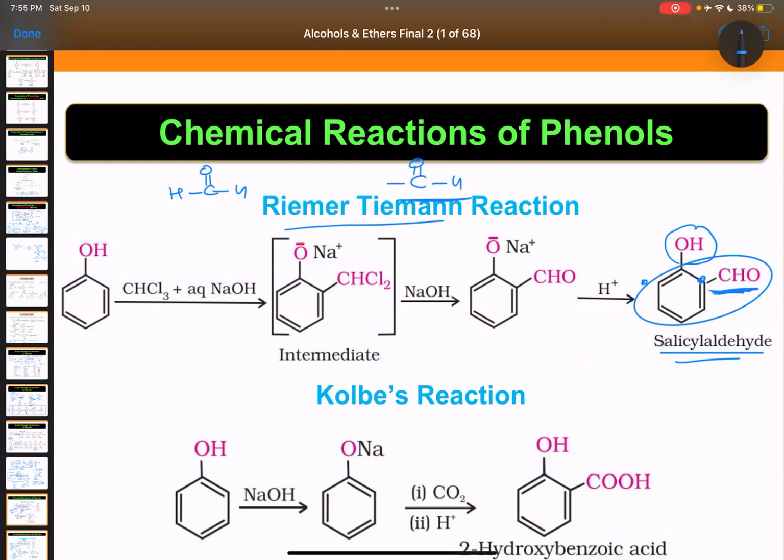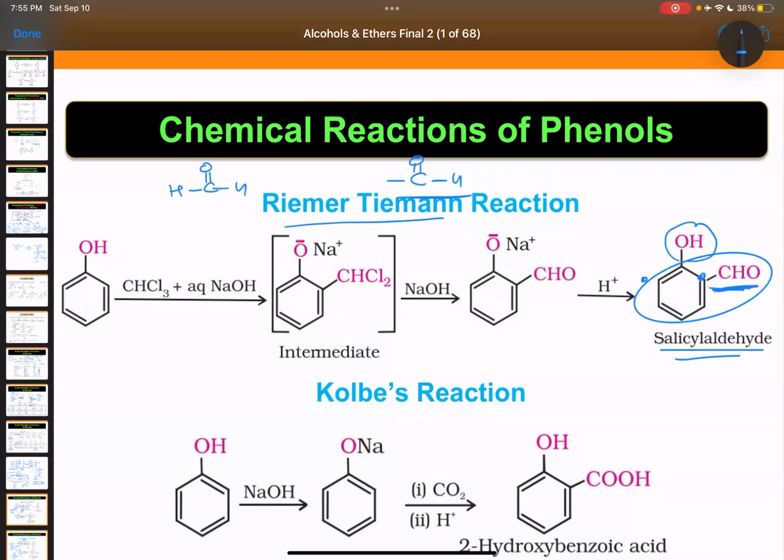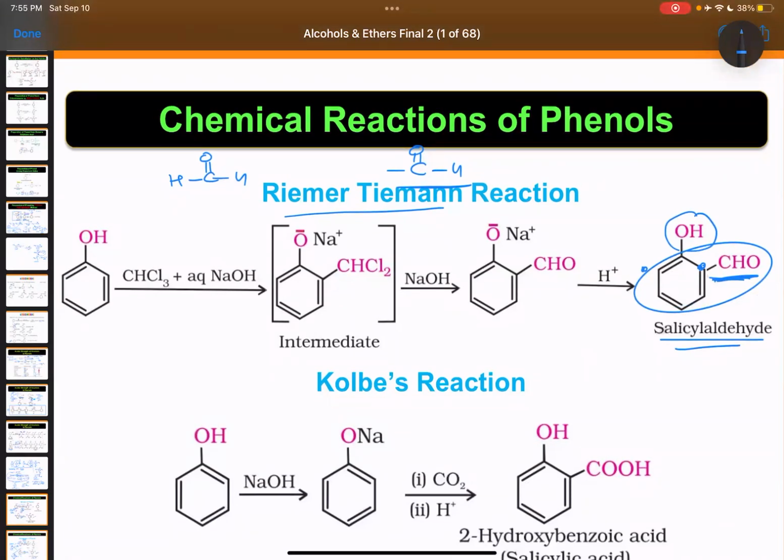salicylaldehyde. Salicylaldehyde is a common name. The IUPAC name you can know, you can remember that it is 2-hydroxy. It means I need to do the numbering from this carbon too, because this is the main functional group, the aldehyde.